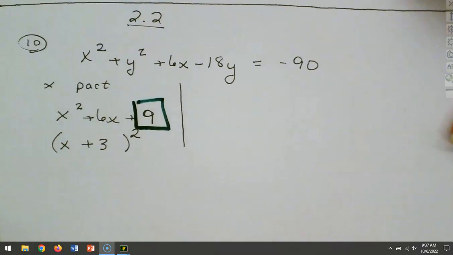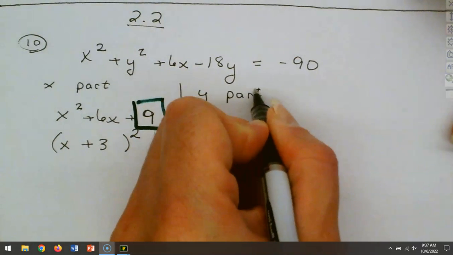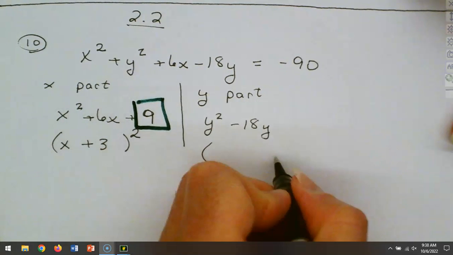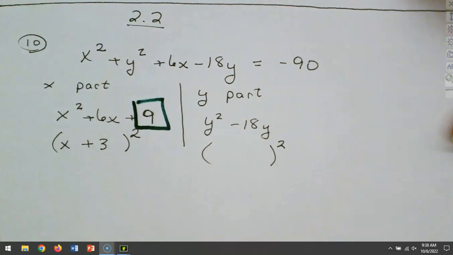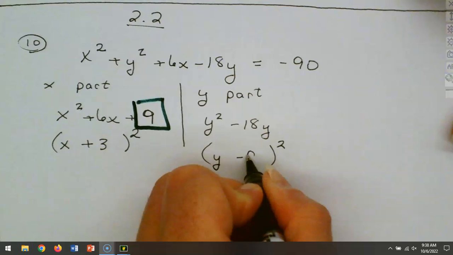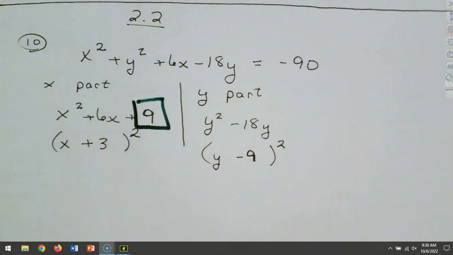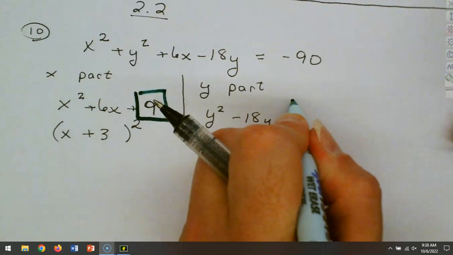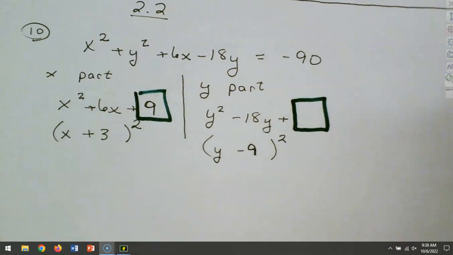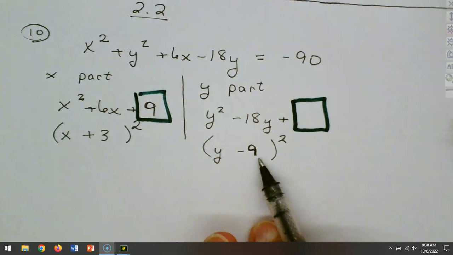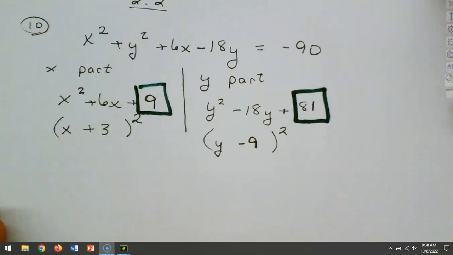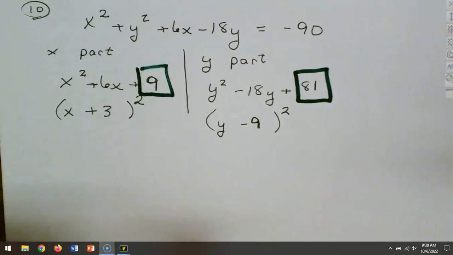Now we repeat the process with the y part. And that's y squared minus 18y. So half of a negative 18 is a negative 9, right? Half square. And then what are we going to have to add on now? What's going to go in the blank here? Can someone tell me? That's going to be 9 what? Squared, which is 81. Just to make sure we're on the right track here. So there's your 81. Okay, now we put everything back together.